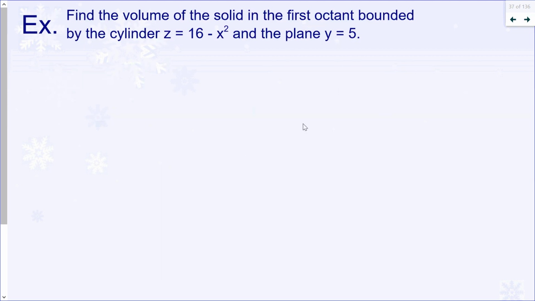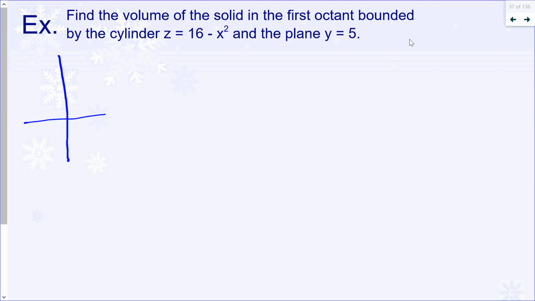So this particular problem asks to find the volume of the solid in the first octant bounded by the cylinder z equals 16 minus x squared and the plane y equals 5. So the first thing I'm going to do is just get a sense of what this looks like.